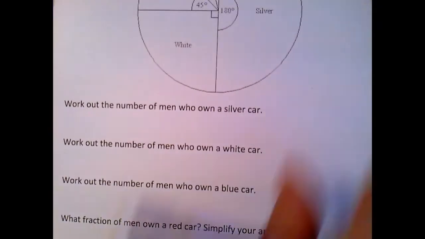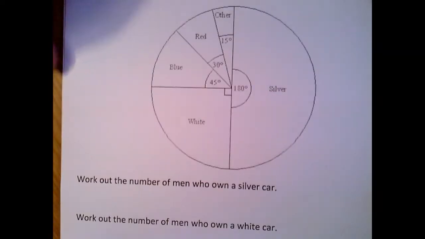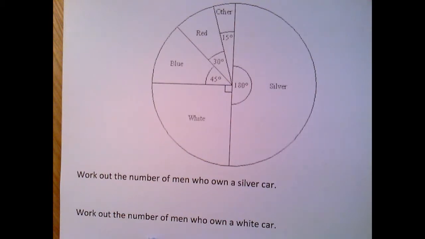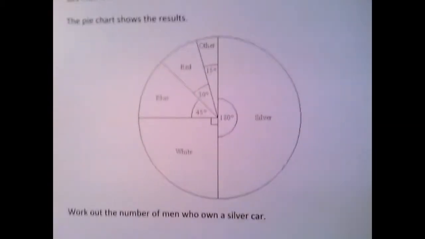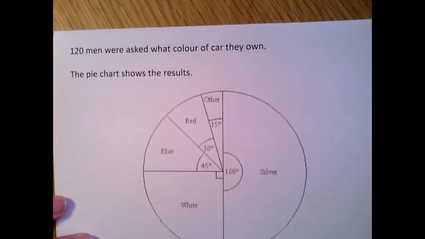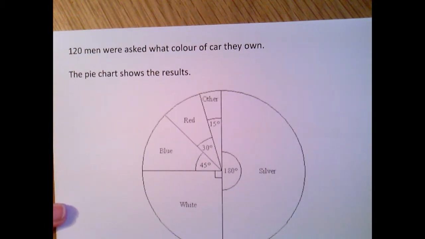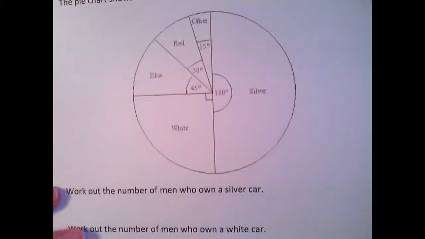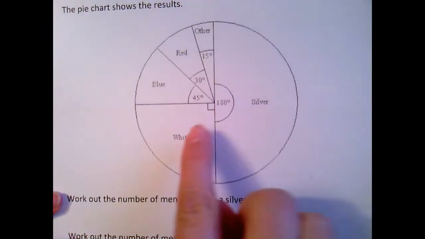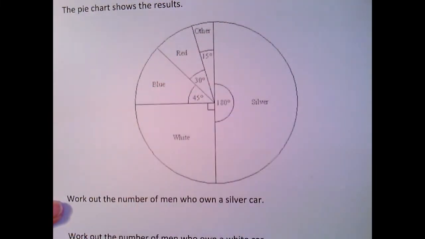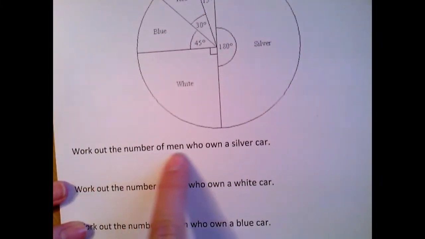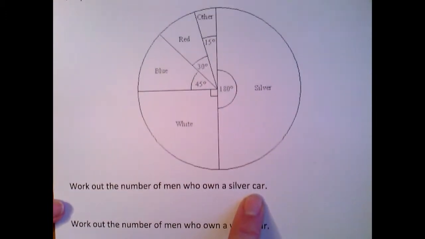Alright, so what I've got now are just a few questions where the pie chart's already drawn for you, and they're just asking you some questions on it then. Right, so 120 men were asked what colour of car they own, and the pie chart shows the results. So they've got silver, white, blue, red, other. And the first question we're asked is work out the number of men who own a silver car.